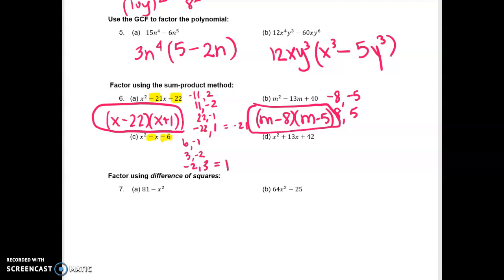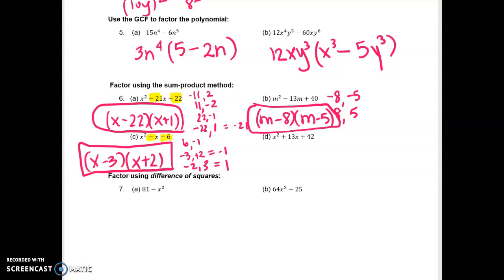I want a positive 2 and a negative 3. There we go. Negative 3 and positive 2 equals negative 1. So we want x minus 3, x plus 2. And remember, we could have written x plus 2, x minus 3. That would have been fine too.